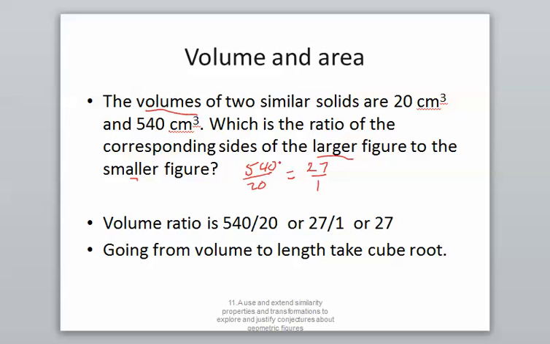So I know that my scale factor cubed is going to be equal to this. So what times what times what gives me 27? Well, that would be 3. What times what times what gives me 1? 1. So 3 over 1 cubed would equal 27 over 1. So my scale factor in this situation is 3 over 1.